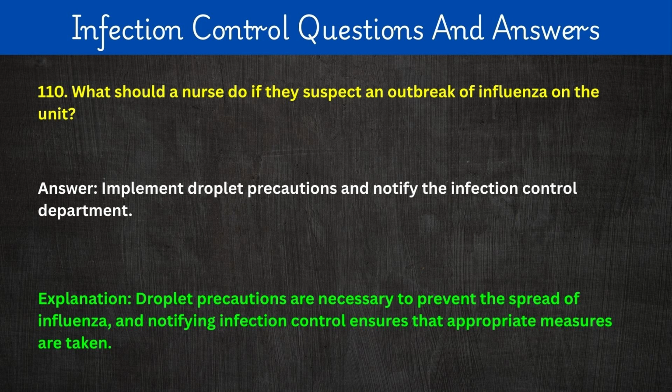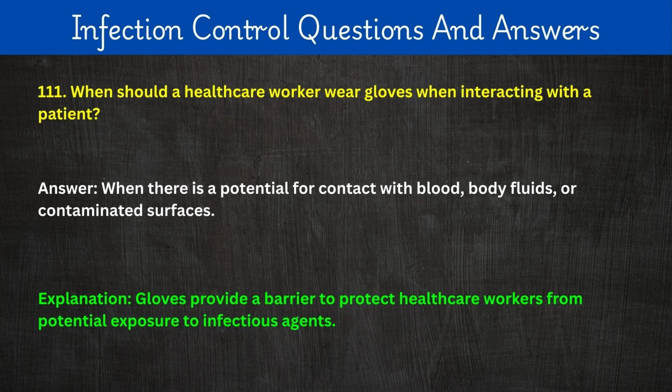110. What should a nurse do if they suspect an outbreak of influenza on the unit? Answer: implement droplet precautions and notify the infection control department. Explanation: droplet precautions are necessary to prevent the spread of influenza, and notifying infection control ensures that appropriate measures are taken.